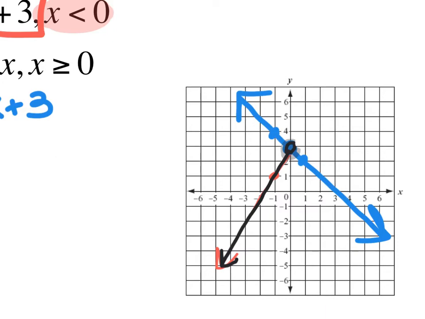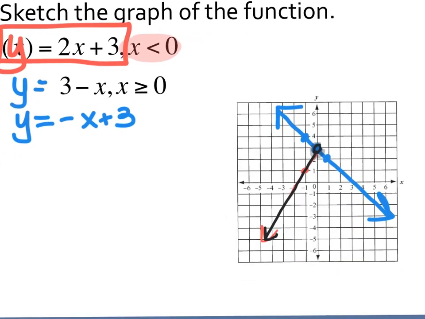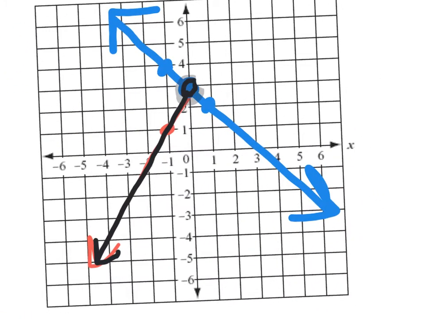Second part says, so for now the blue one, it says those values are good only where x is greater than or equal to 0. So I only want to use the blue where x is greater than or equal to 0, which means I go to where x is 0 and greater than is to the right. And I would go back and erase anything to the left.